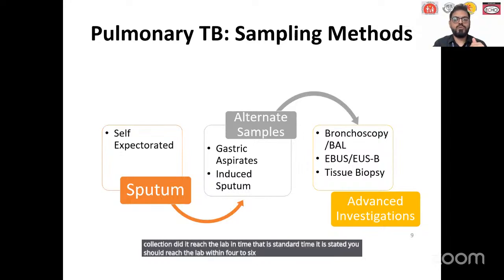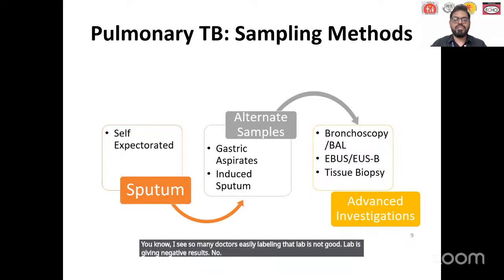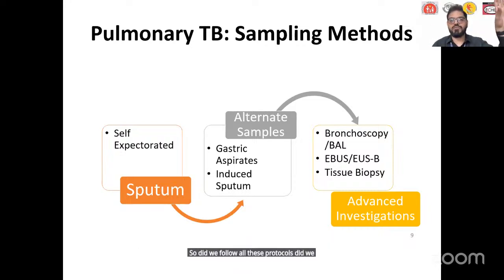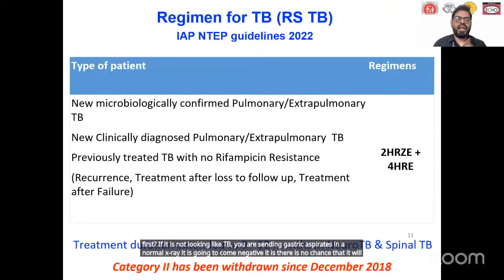If you're not able to reach the lab, you have to refrigerate the sample and then send it. So all these things matter a lot when we say that the report is negative. I see so many doctors easily labeling that the lab is not good, the lab is giving negative results. No. Did we follow all these protocols? Did we have a clinical diagnosis of TB first? If it is not looking like TB, and you are sending gastric aspirates with a normal X-ray, it is going to come negative. There is no chance that it will come positive, and then such patients are unnecessarily subjected to bronchoscopy.